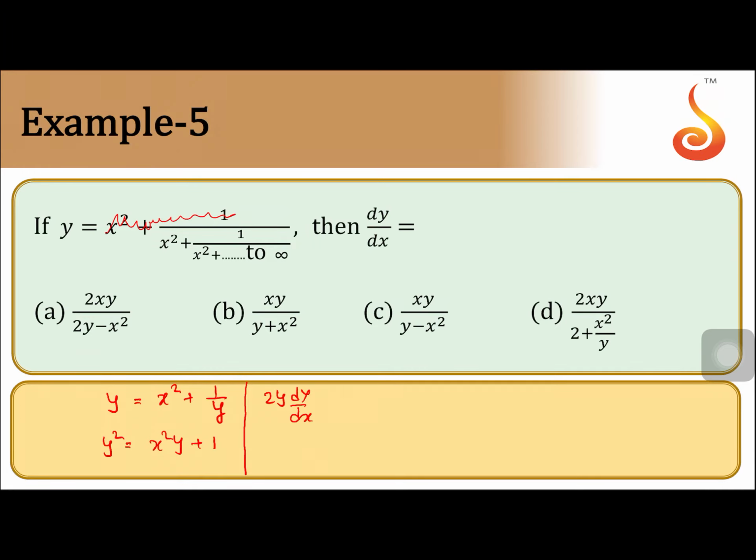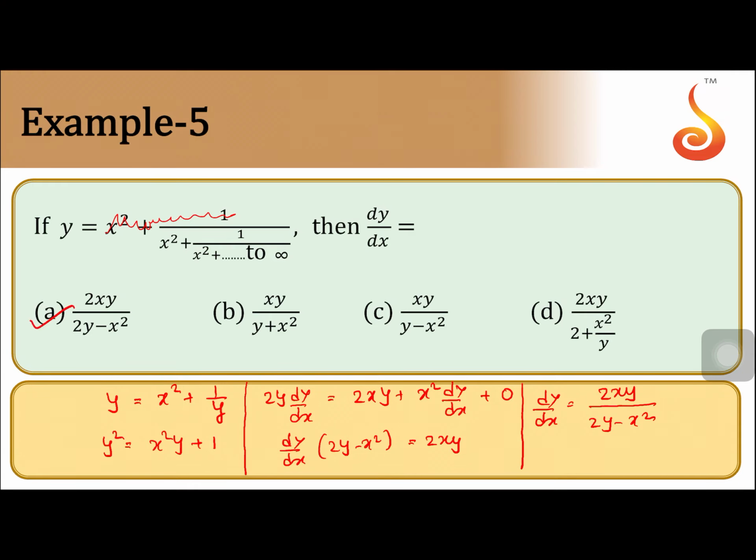2y dy by dx is equal to derivative of x square is 2xy plus x square derivative y is dy by dx plus 0. So from this we get dy by dx times (2y minus x square) is equal to 2xy. Next step, so dy by dx is equal to 2xy divided by 2y minus x square. Option A is correct.